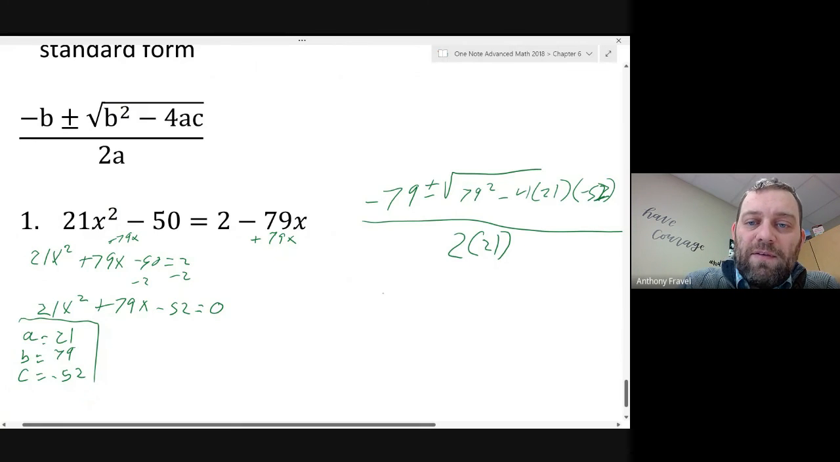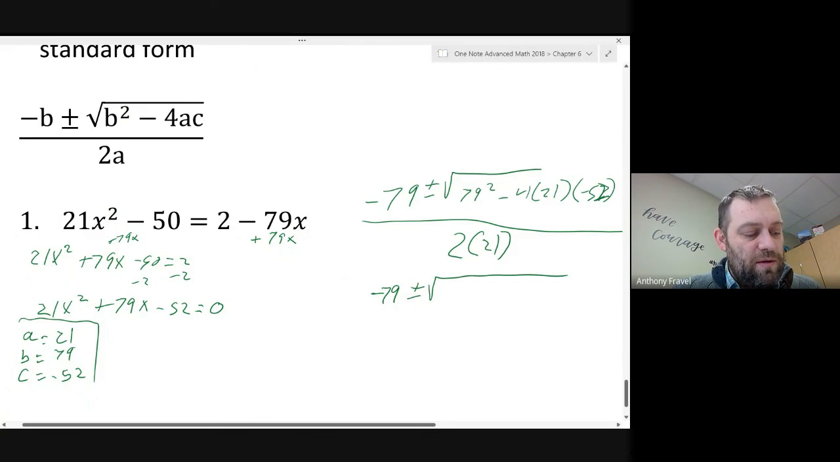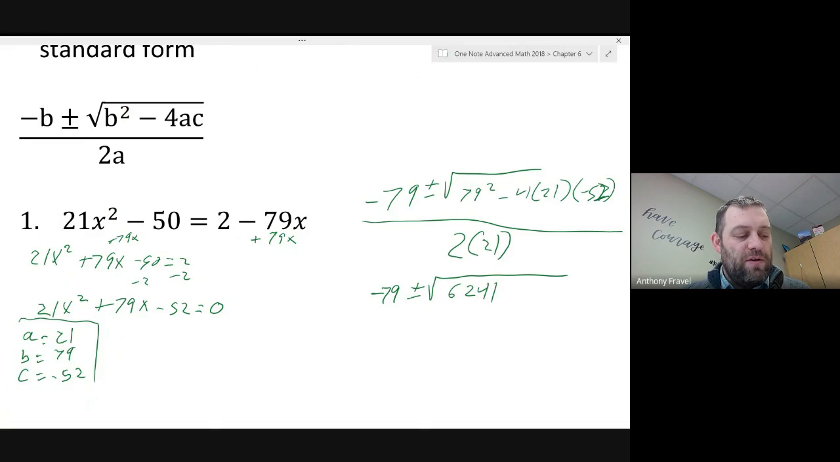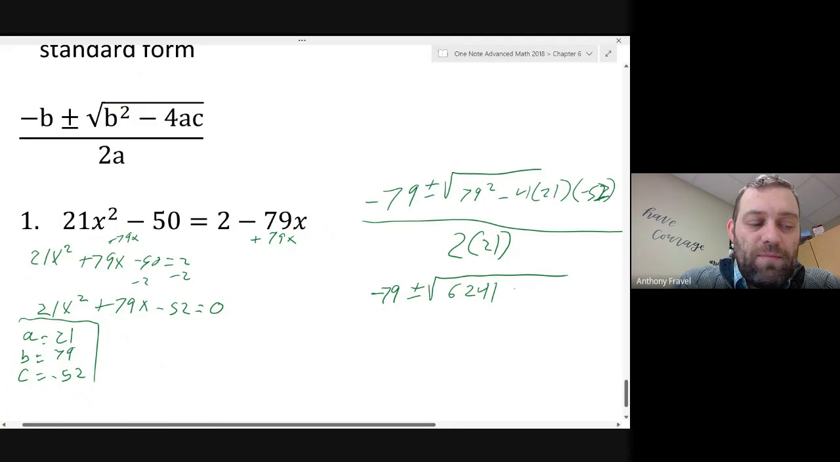So I've got negative 79 plus or minus the square root of 79 squared, which is 6,241, minus 4 times 21 times 52. Because I got two negatives times each other, it will end up as positive. So 4 times 21 times 52, I get plus 4,368. All of that is going to be over 42.